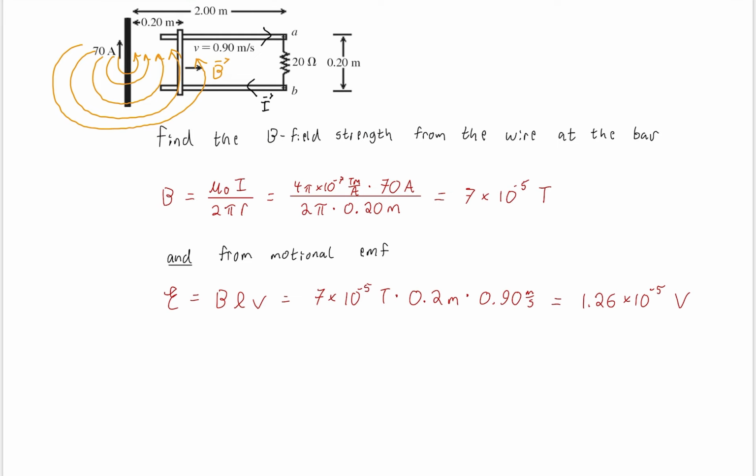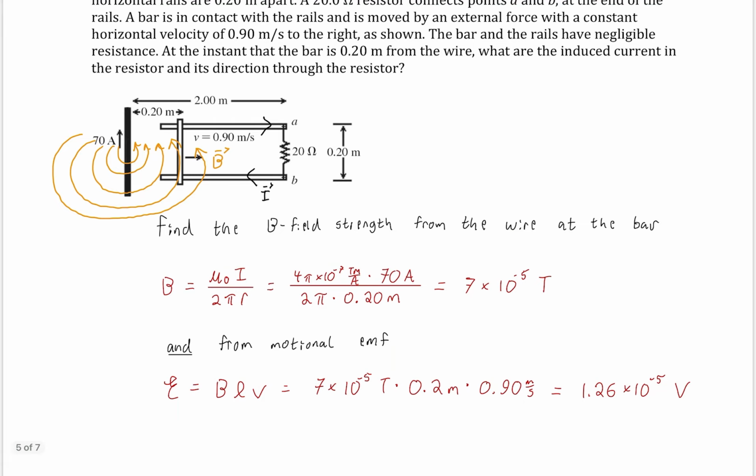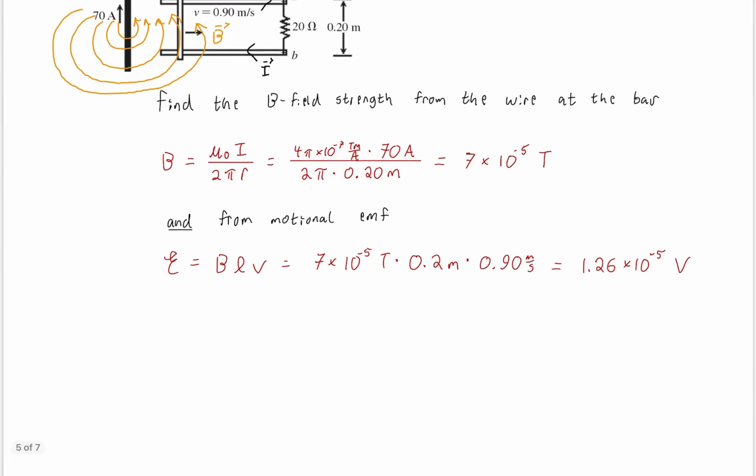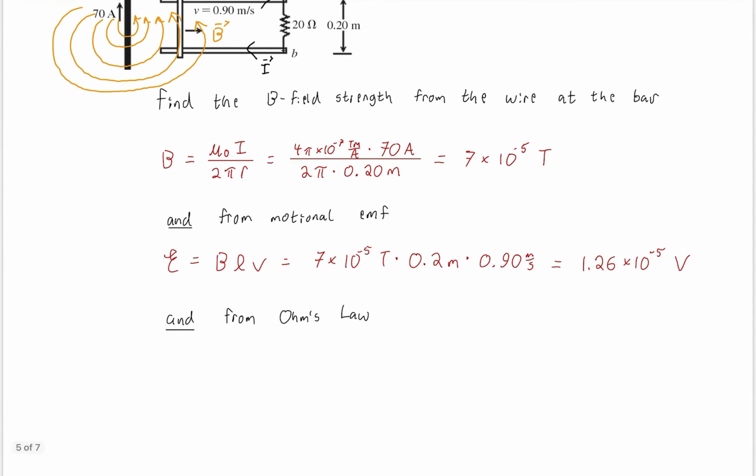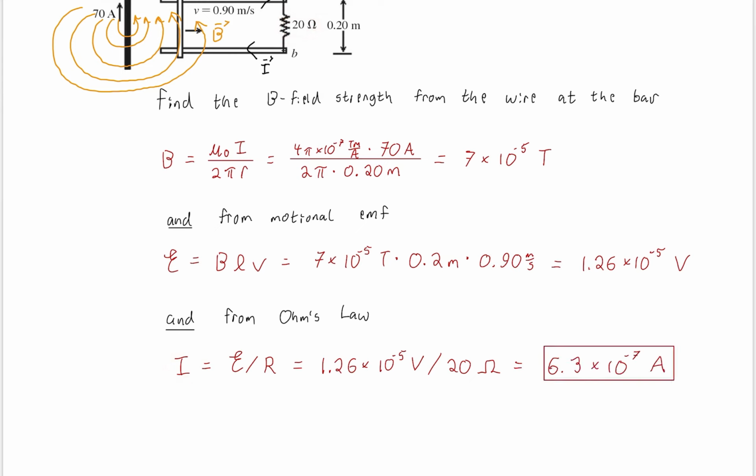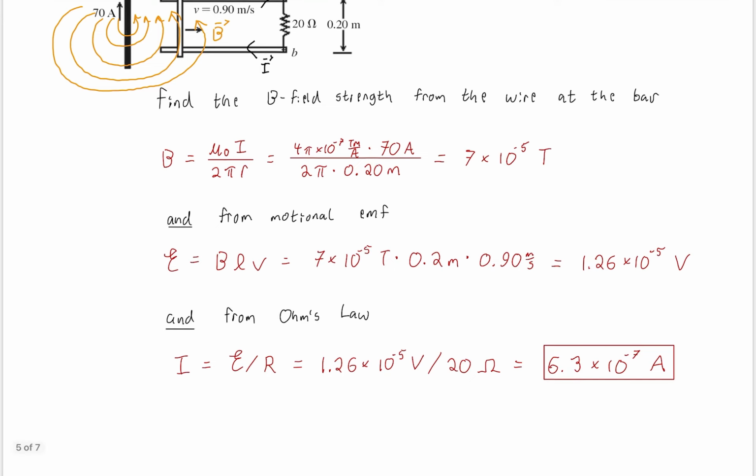Excellent. So what were we asked, though? We were asked for the current. Well, all we need for that is Ohm's law. We've got the EMF, and we were told the resistance, shown here in the figure, 20 ohms, so we can easily find the current. It turns out that the current through the circuit is very tiny, 6.3 times 10 to the negative 7 amps. You need a very sensitive multimeter.